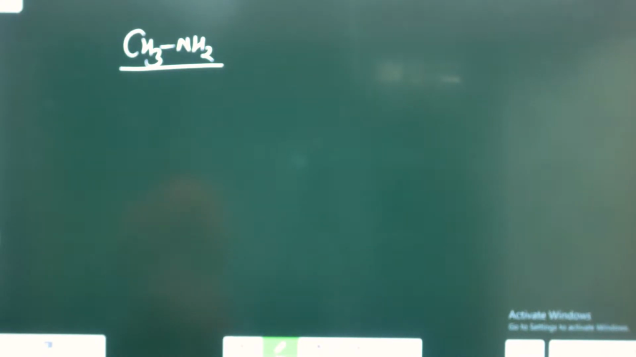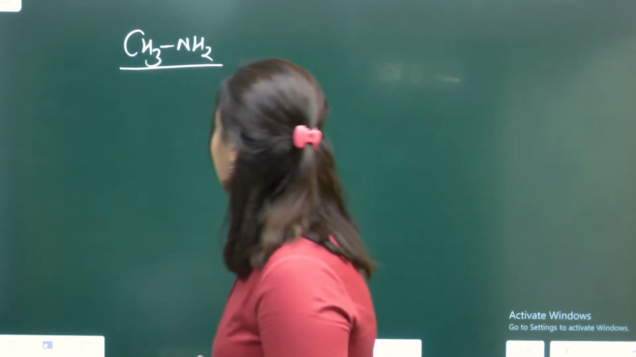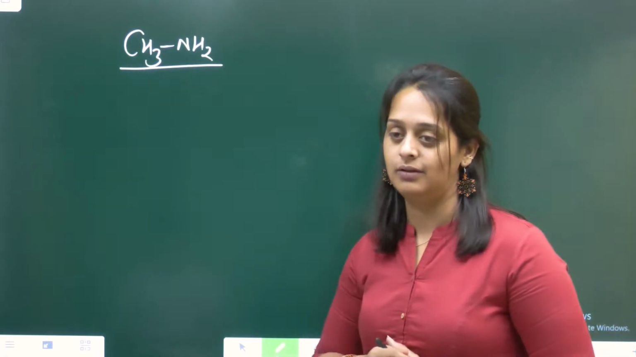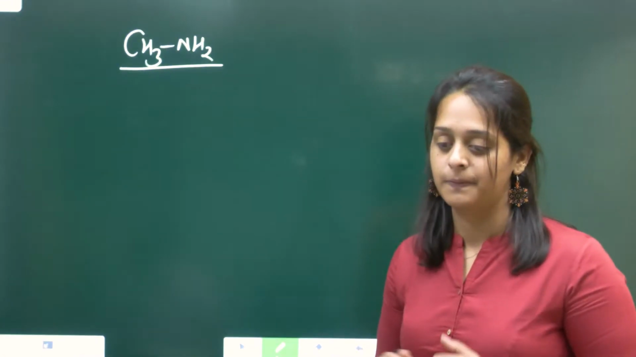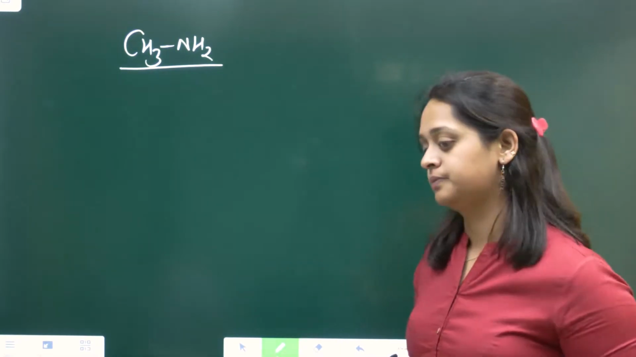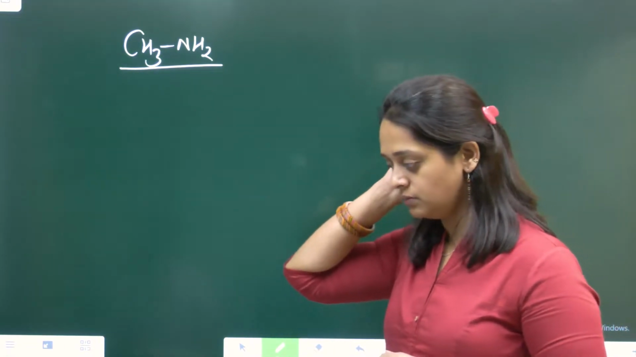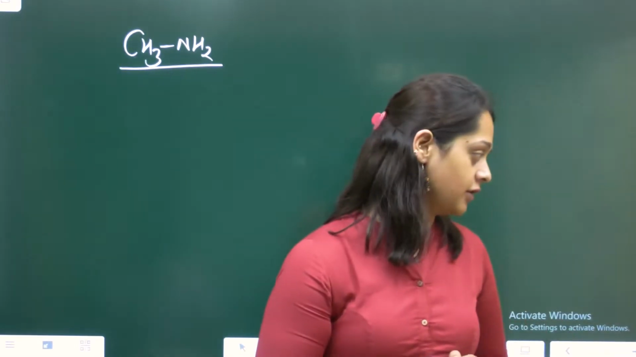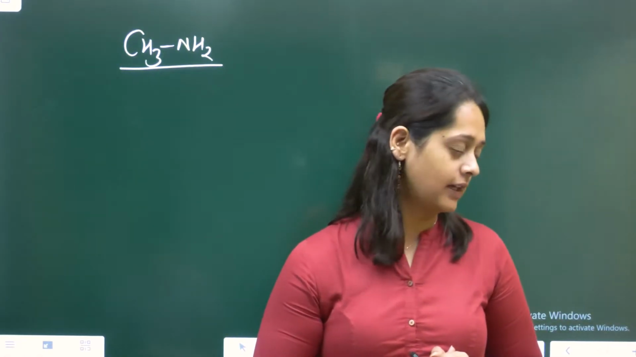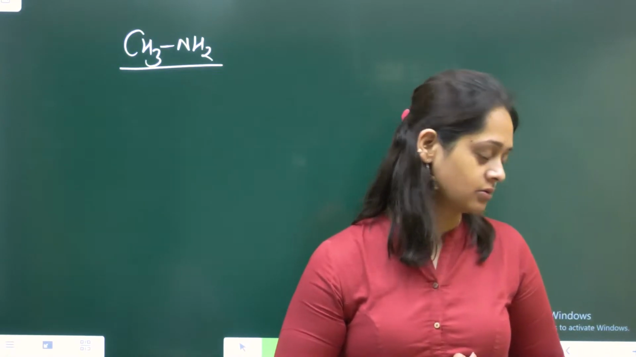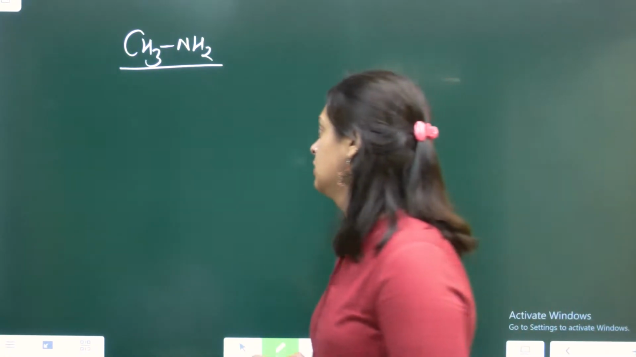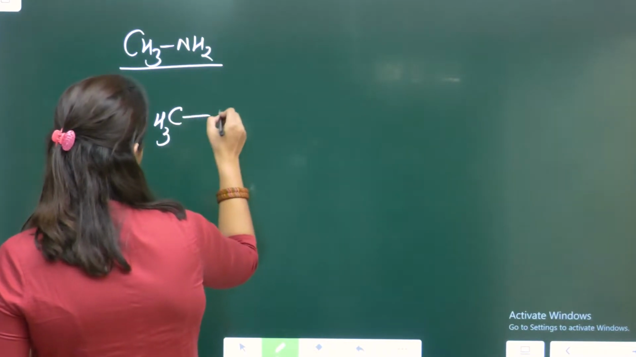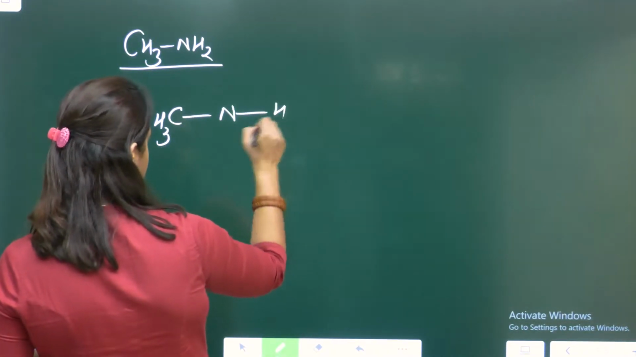How is the CH3NH2 present in nature? No. This is one molecule, CH3NH2. That is one molecule. Shivesh, are you able to draw? Yes, ma'am. So how did you draw? It was like this. So can I write CH3NH2 like this?